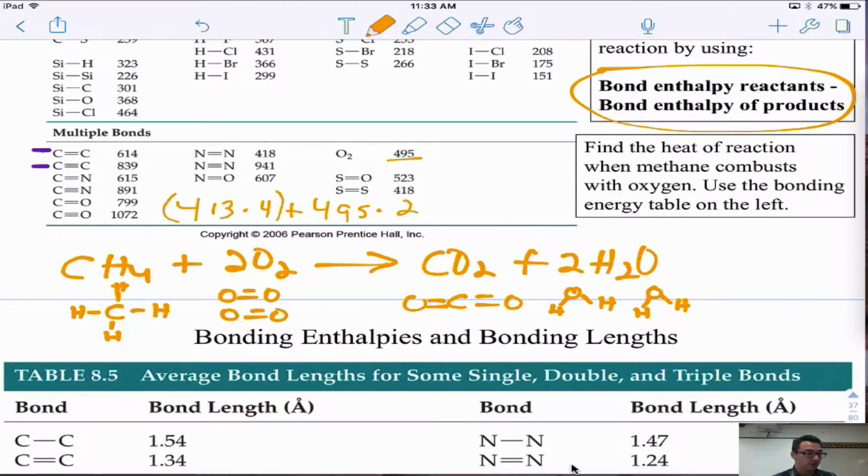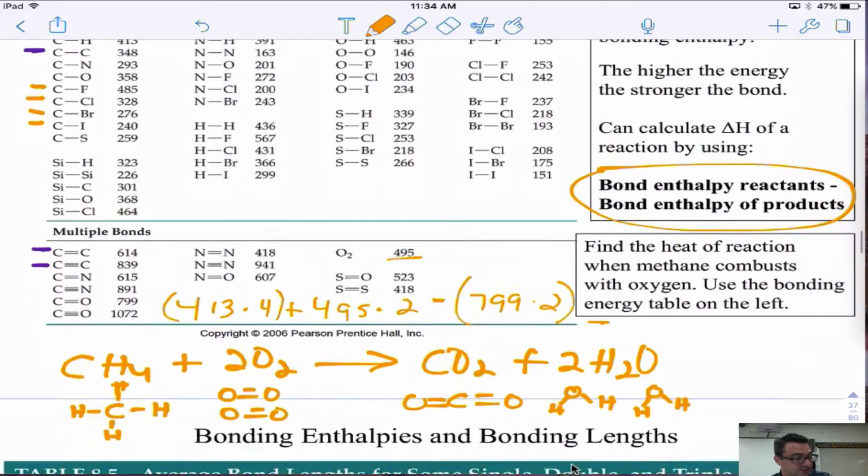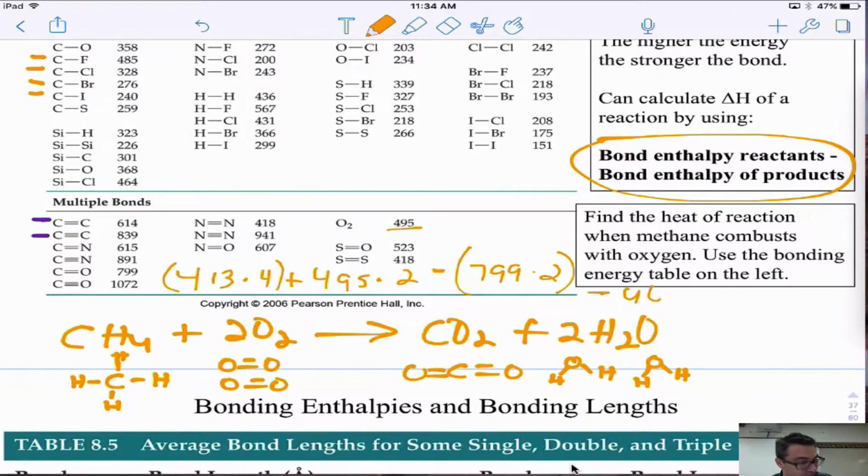And then we're going to have minus the bonds formed, the products. We have CO2, so C double bonded to O is 799 times 2, minus, because again we're subtracting the products, H2O, O-H is right up here, 463 times 4. So now we can work this out, and please do this and tell me what you get, but you should have an exothermic reaction.